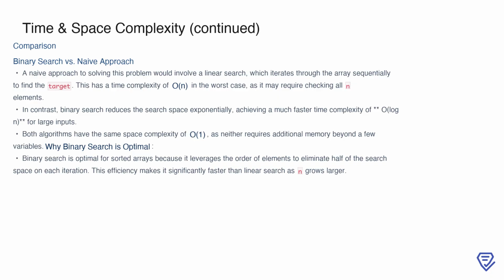Both algorithms share the same space complexity of O(1), as neither requires additional memory beyond a few variables. The reason binary search is optimal for sorted arrays is its ability to leverage the order of elements to eliminate large portions of the search space in a single step. This makes it significantly more efficient than linear search as the input size grows.